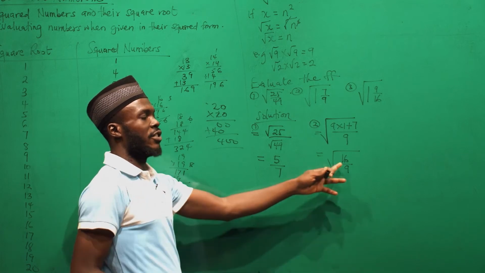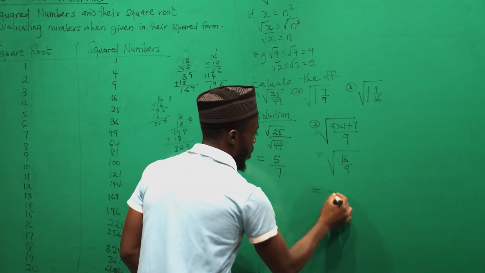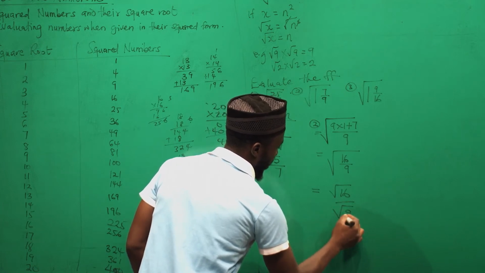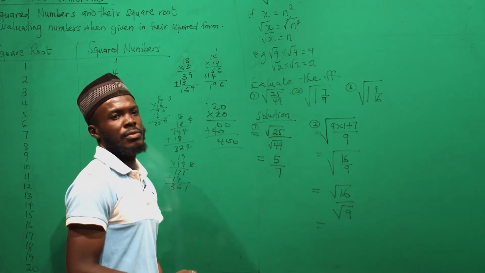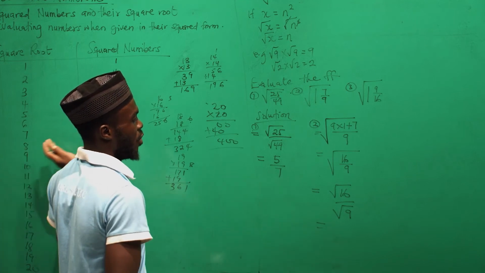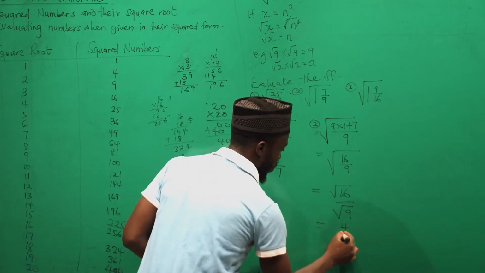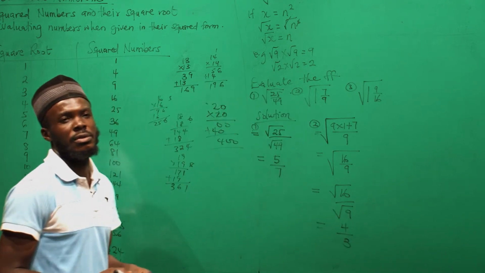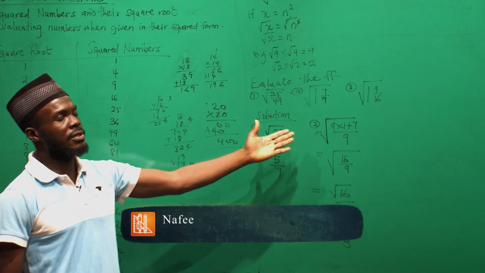Then you now share it into 2. So the square root of 16 all over the square root of 9. So the square root of 16, you know it's 4, all over the square root of 9, which is 3. So you see the steps.